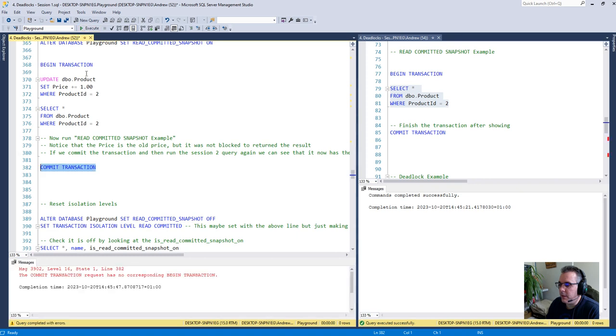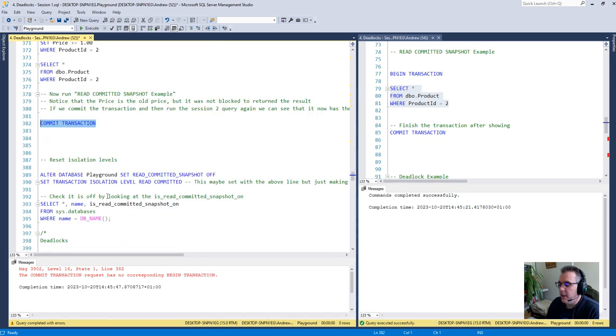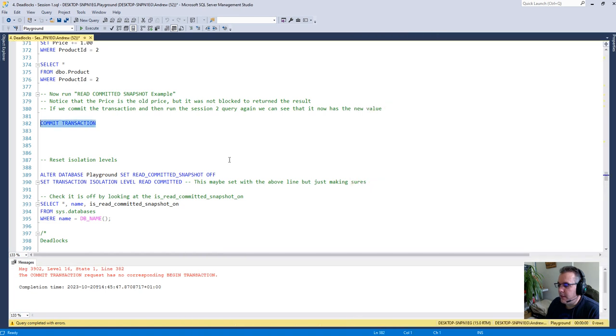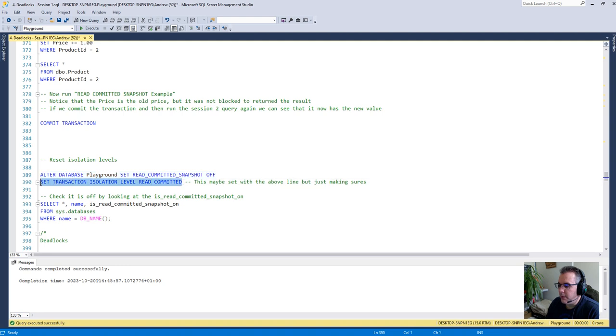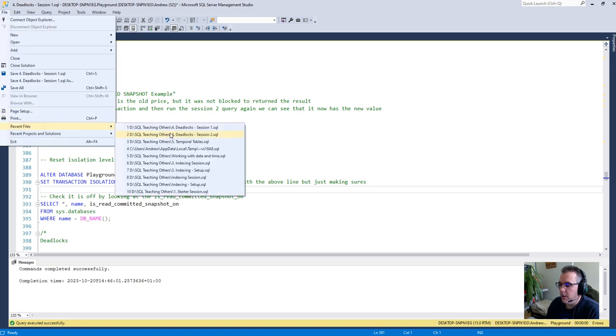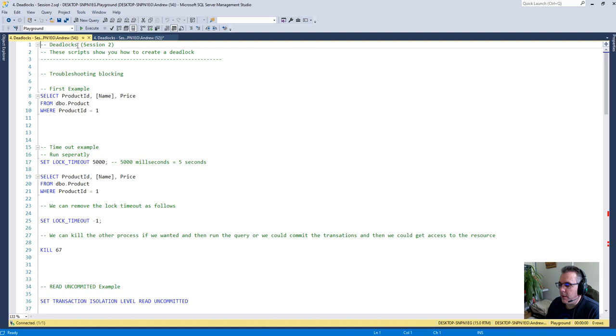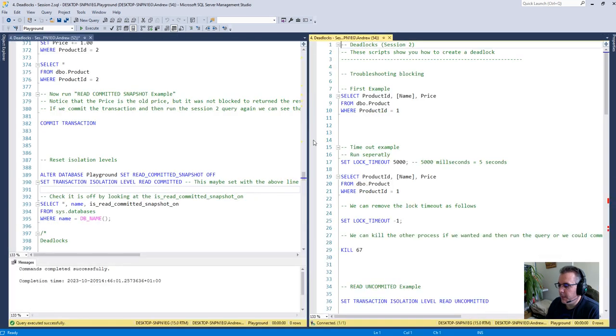I think I've done commit transaction. Yep, that's fine. So let's reset the isolation levels. I'm just going to shut this session again because I have had issues when running it, and it seems to run much better in just this one session. So we turn the snapshots off, and then we make sure our isolation level, read committed, the default one, is back again. So I'll open that up again because we might need it in a minute.